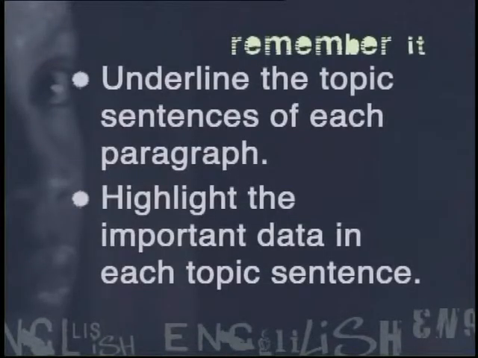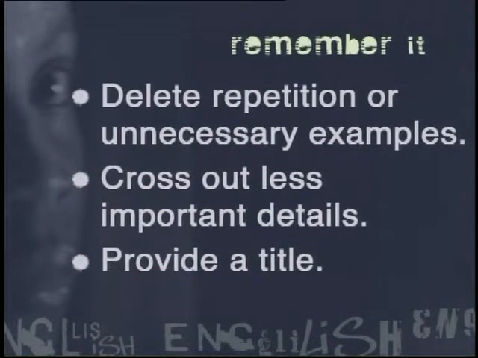You should only start writing once you have read and understood the text. These are the next steps that you would follow in writing a summary. Underline the topic sentences of each paragraph. Highlight the important data in each topic sentence. Delete repetition or unnecessary examples. Cross out less important details.